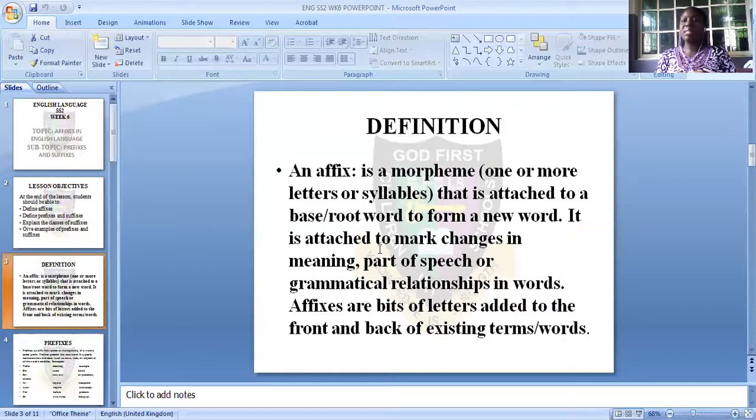So an affix is attached to the root word, that's the main word, to form a new word, to mark changes in meaning, to show a particular part of speech, or to show grammatical relationships in words. So affixes perform all of these functions. Now in English language, there are two main forms of affixes. We have our prefixes and the suffixes. Two main types of affixes: the prefixes and the suffixes.